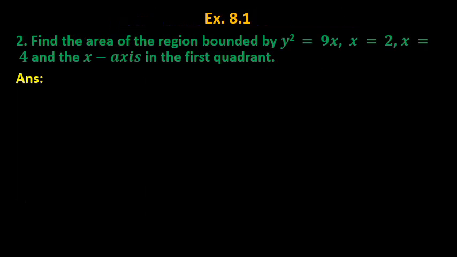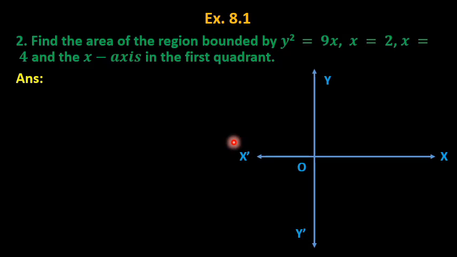Now let me solve question number 2 from exercise 8.1. The question is, find the area of the region bounded by y square equals to 9x from x equals to 2 to x equals to 4 and x-axis in the first quadrant. Then this y square equals to 9x. So it is a parabola towards right.